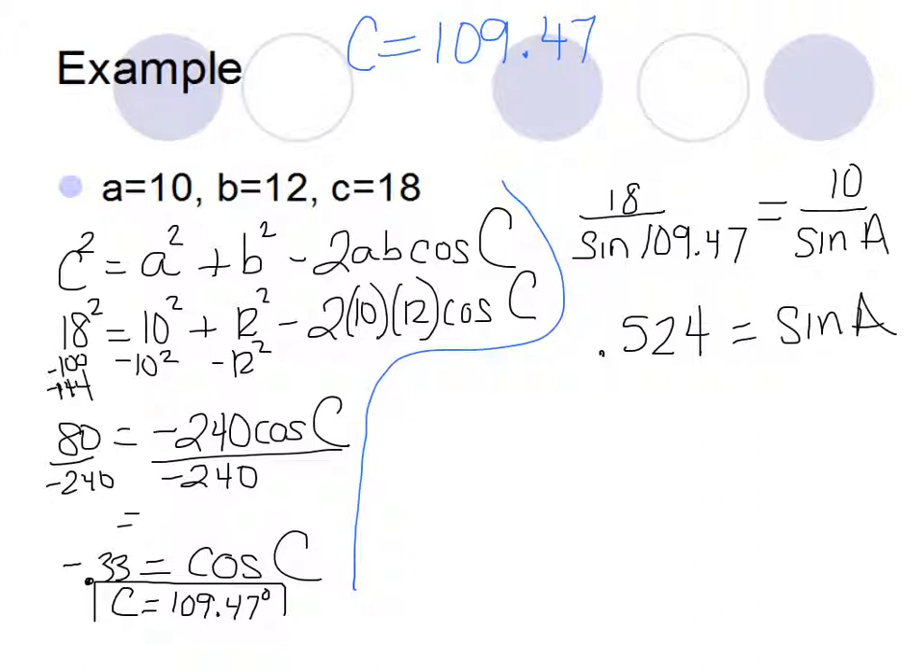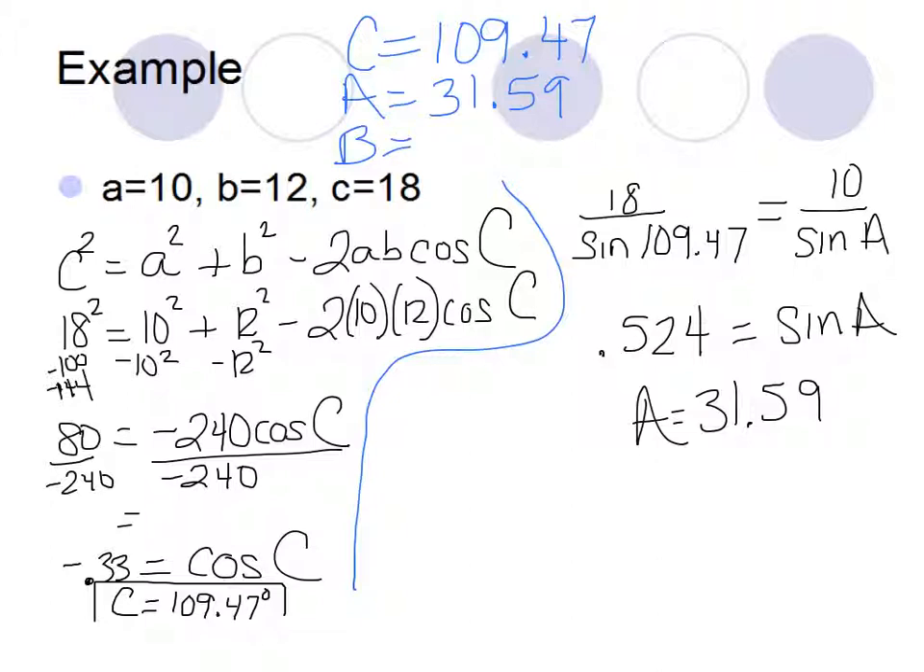And so since I'm looking for the angle, I'm going to do second sine, second answer, and I get angle A to equal 31.59. Okay, so that's my next angle that I was looking for, 31.59. And then I could do law of sines again to go find B, but it's pretty easy just to subtract from 180. As soon as you know two angles, then you can just subtract those both from 180 and you'll have your last angle. So angle B looks like it's going to be 38.94.